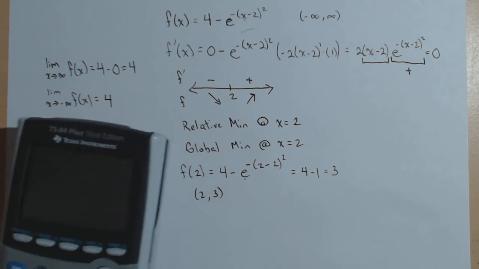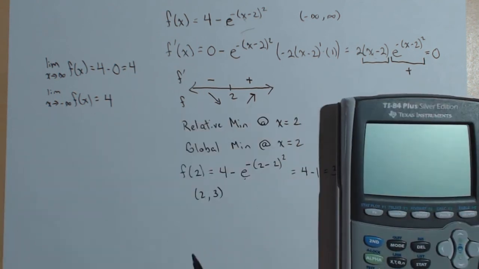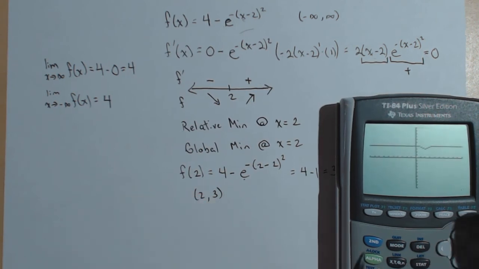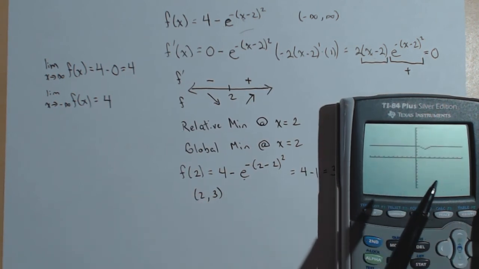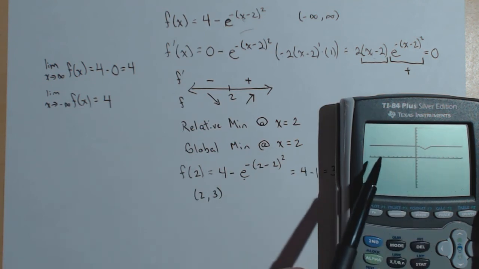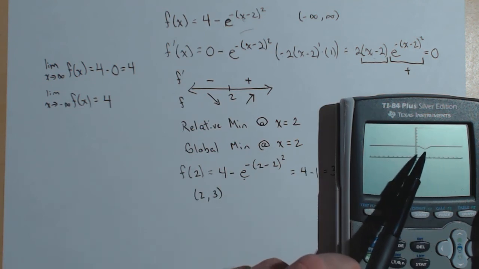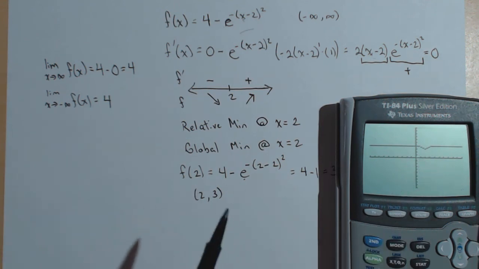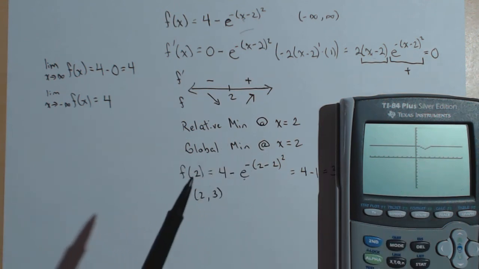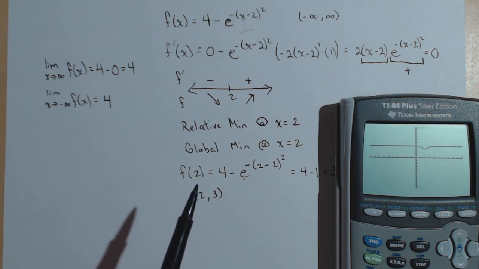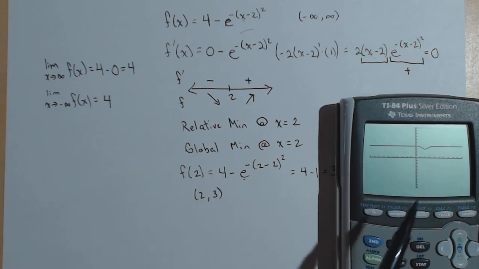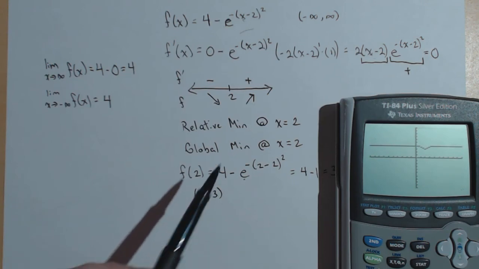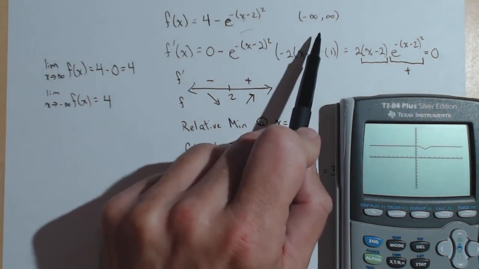If we were to take a look at this function right here, we can see that what we found is confirmed. We see the horizontal asymptote at 4, and we also see this relative minimum, which is also a global minimum, at the point (2, 3). So we did lose the guarantee of having an absolute max and an absolute min. That does not mean that there isn't one. We just have to do a little bit more analysis than just checking the critical points and the endpoints, because we didn't have a closed bounded interval.